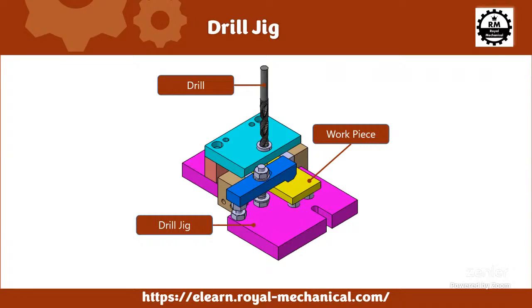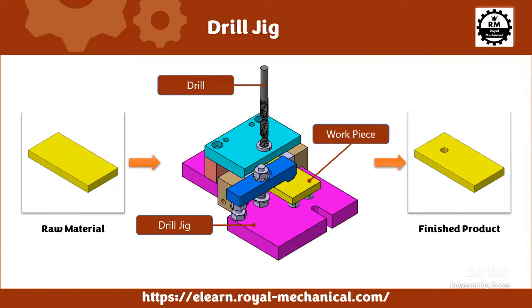Now you can see the entire drill jig. You can see the workpiece and then the drill jig and then the drill which is going through the drill bush and then drilling the workpiece. I'm sure you can imagine the drilling process. So this is how the raw material, which is a rectangular plate, will go through the drill jig, and then we will have the finished product where the hole is drilled in the rectangular plate.